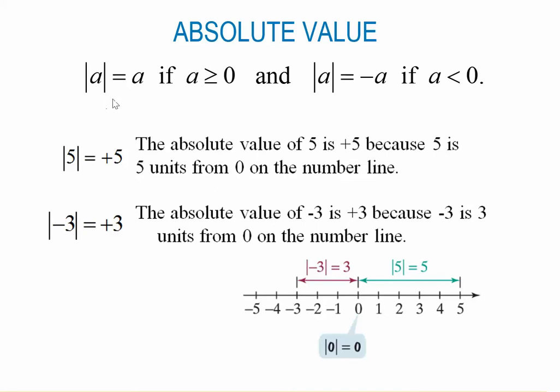Absolute value, you remember, always makes the number positive. So if you have the absolute value of a, which is already positive, it just stays the same. There's no change to the number itself. If the number itself is a negative number, then what we do is we take the opposite of it.